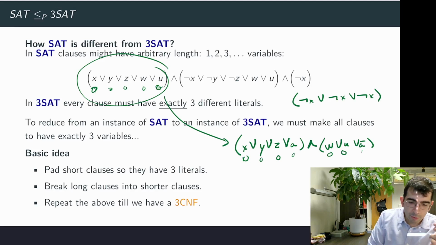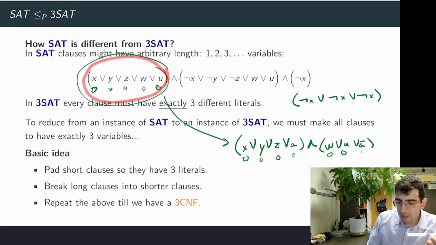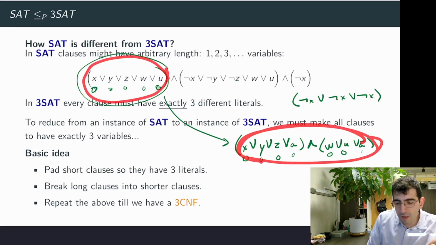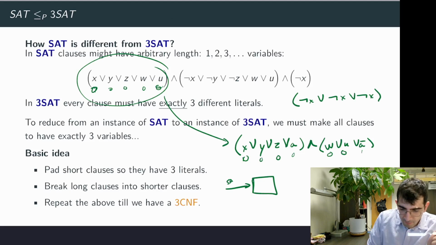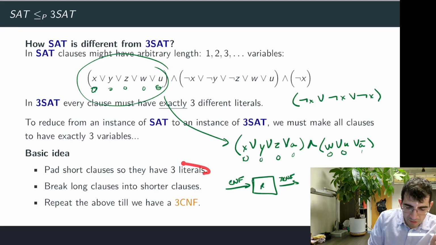Okay, so that's how you break longer clauses up into shorter clauses. And you could keep repeating this process. You'll have to repeat this process for 4 also in order to get clauses that are all of size 3. Hopefully that makes sense. So that's how the reduction works. So using this reduction, we can turn any SAT formula, any CNF formula, into a 3CNF formula.